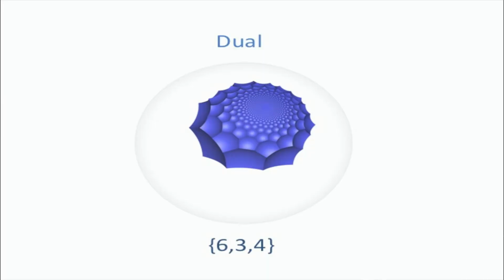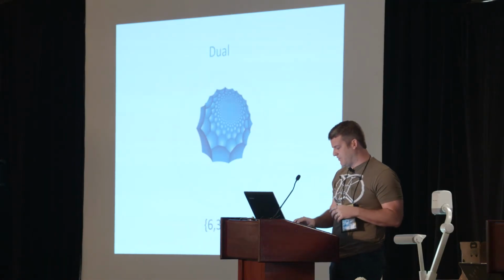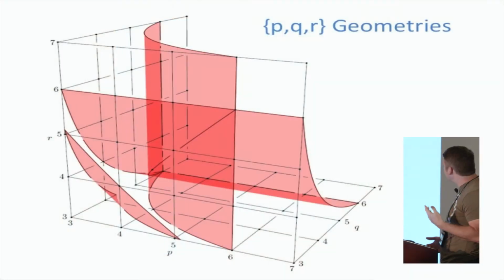In this case, the polyhedron is a 6 3 tiling. It has an infinite number of facets, and it's got a center that's ideal as well. It's at the boundary of infinity. All right, so here's the 3D graph. It's kind of like the 2D graph before.